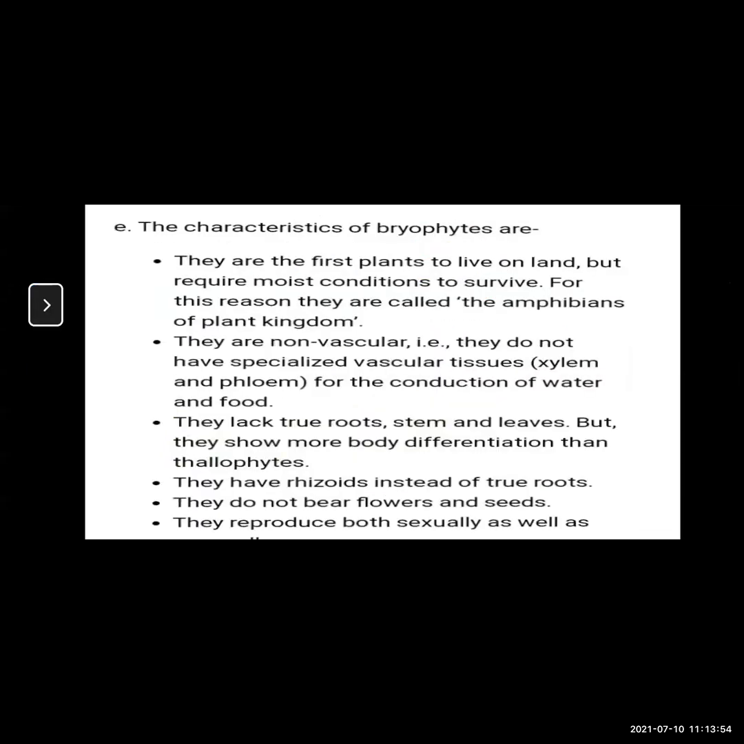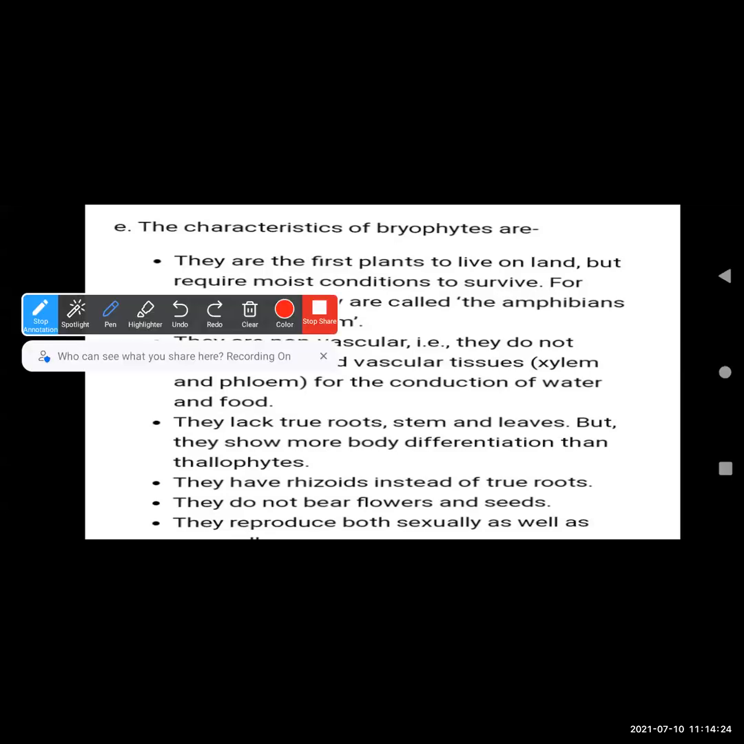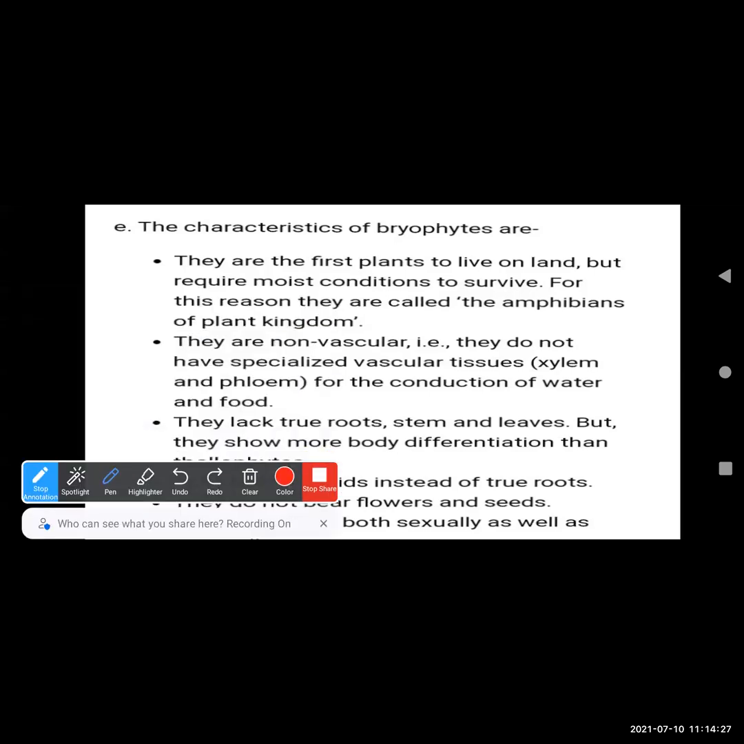Now the next question is, write the characteristics of the plants belonging to division Bryophyta. Right? So these are the characters. The characteristics of Bryophyta are, they are the first plants to live on land but require moist conditions to survive. For this reason, they are called amphibians of the plant kingdom. So amphibians you have to underline here. First plants to live on land.